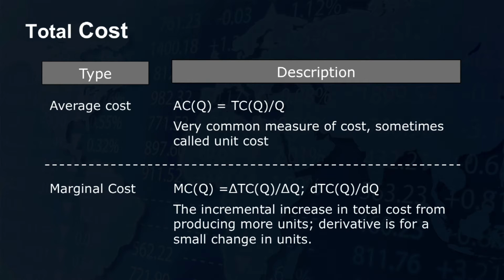The marginal cost is a little bit different. Marginal cost talks about the increase in cost for a 1 unit increase in output. So mathematically, we want to say the change in total cost over the change in quantity. And this can be represented by a derivative, so dTC(Q) over dQ.